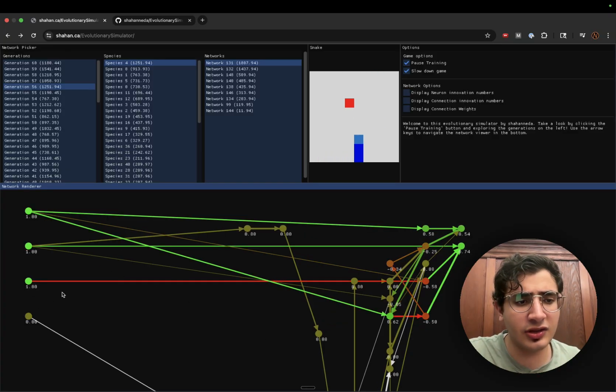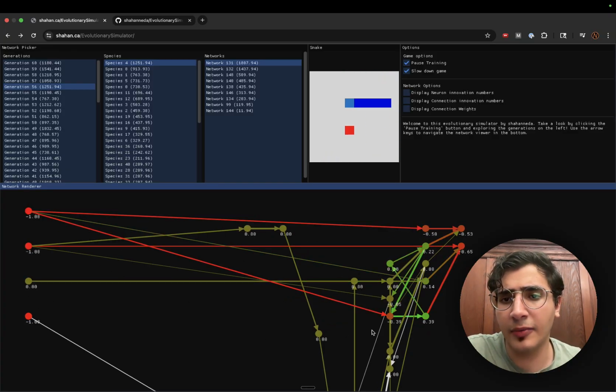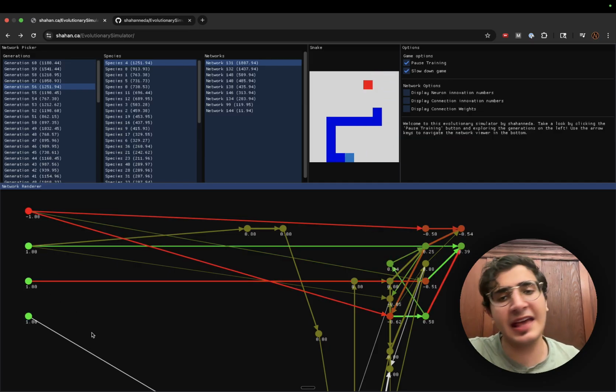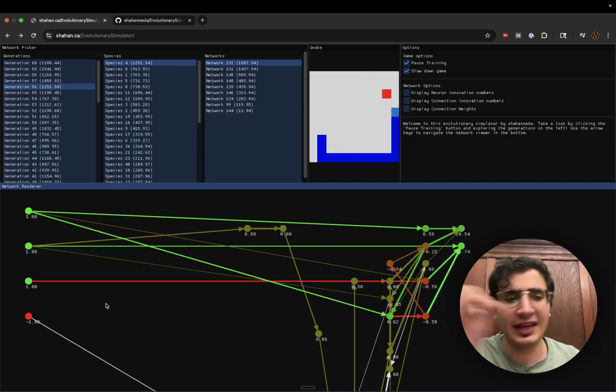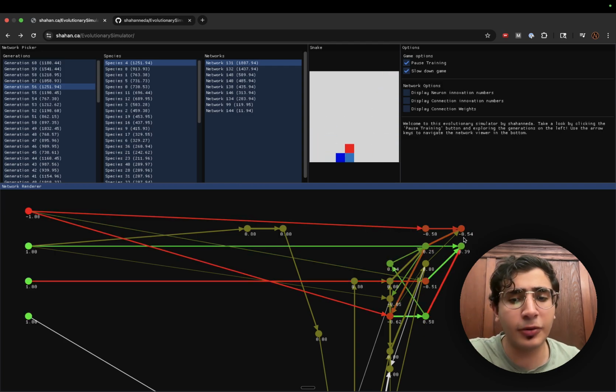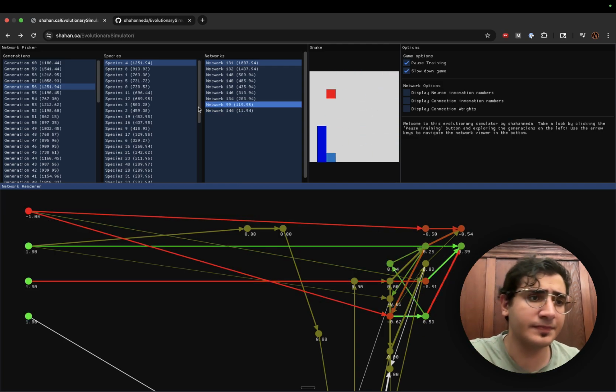And this is the version of the network you can see. On the left here, you can see the inputs. The inputs are just based on where the position of the snake is and where the food is. And then these are the outputs over here. Based on what the network outputs, the snake moves around.